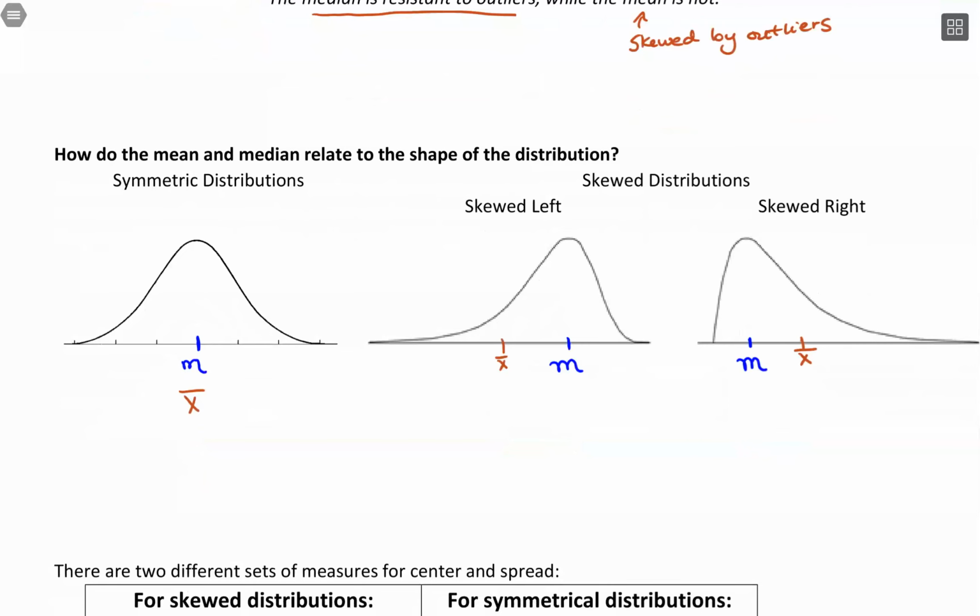So for a symmetric distribution, mean and median should be about the same. For a skewed left distribution, the median should be larger than the mean. And then for a skewed right distribution, the median should be smaller than the mean. And this is something we can use if you're looking at the graph and are unsure of how to describe the shape. Compare these numerical values. Look at the median, look at the mean, and see which of these cases does it follow.